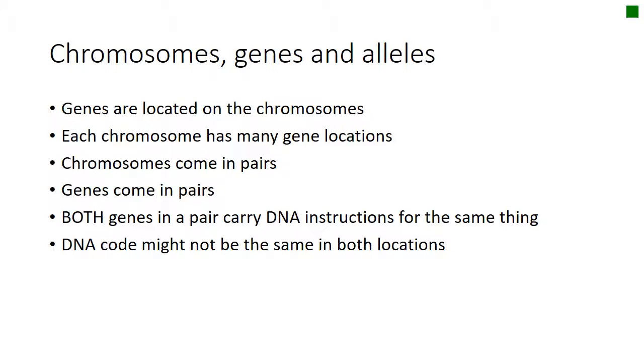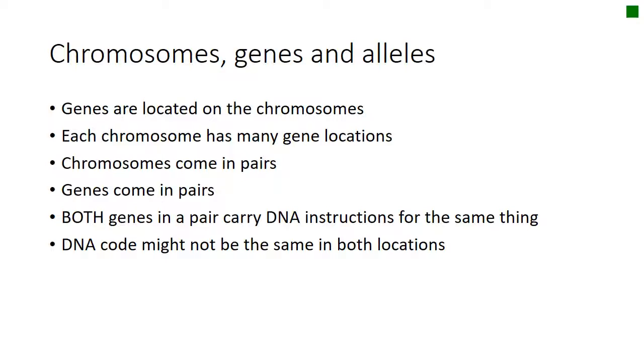Okay, so let's go over the relationship between chromosomes, genes, and alleles. We discovered that chromosomes are really just tightly packaged DNA that are found in the nuclei of cells. Genes are just locations on the chromosomes themselves. Each chromosome has many gene locations, so you're going to have multiple genes on any given chromosome. Chromosomes come in pairs. When it comes to inheritance, you will inherit one chromosome from your mother and another chromosome from your father.